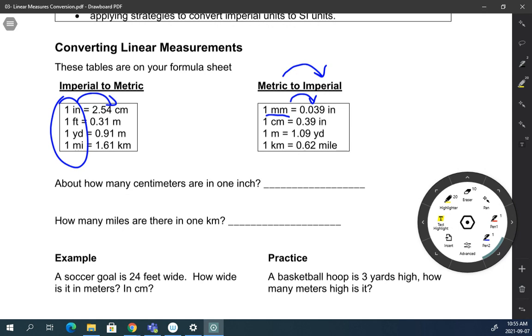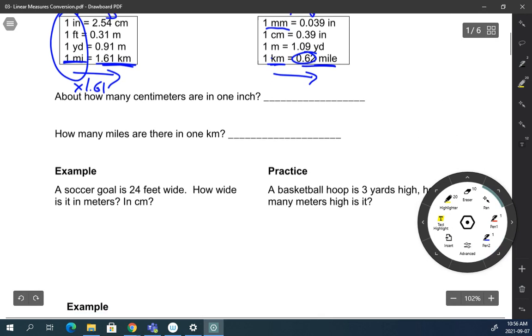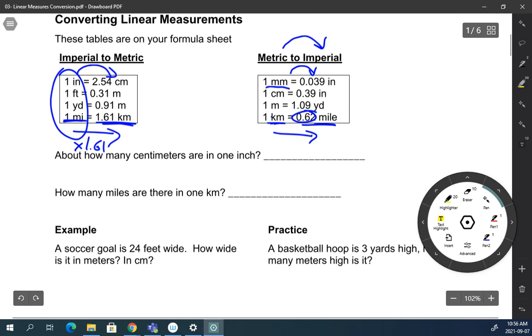In terms of the math, it works exactly like we did before. If you were going from kilometers to miles, what do I have to do? Times by 0.62. Or if I'm going from imperial to metric, from miles to kilometers, I'm multiplying by 1.6. So it's messier in that you're using decimal numbers now, but the process is exactly the same.